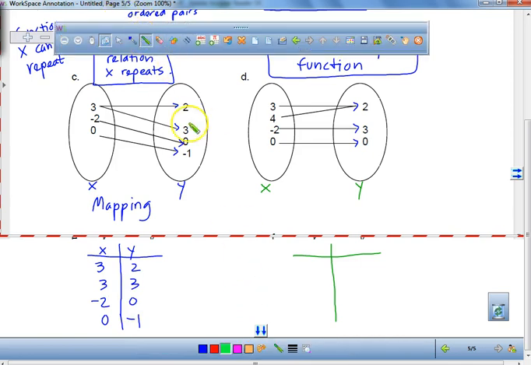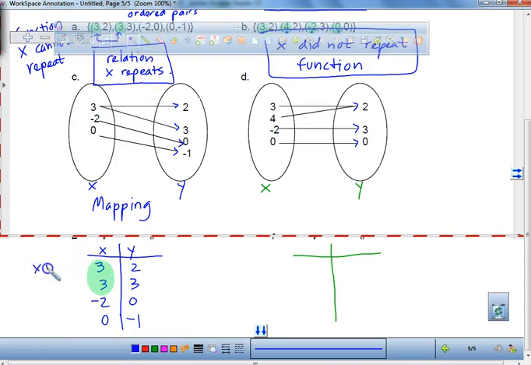No. Not a function. What's my evidence? Because it repeats. What number? 3. 3. So this right here lets me know x repeats. It's not good. So this is just a what? A relation. So everybody, this answer for this one is just a relation, okay? It's not a function, it's just a relation.